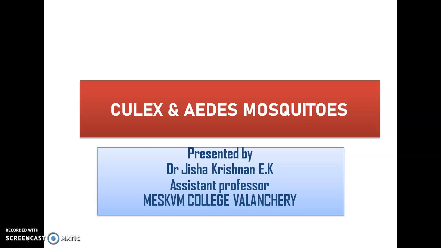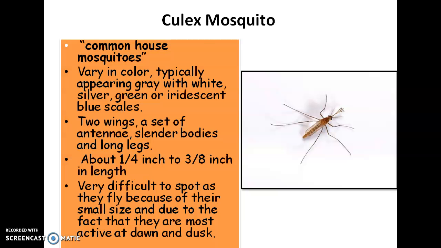Now we are discussing the next two different types of vector-borne disease caused by Culex and Aedes mosquitoes. What is the Culex mosquito, or have you seen this particular mosquito? This is commonly known as the common house mosquito. And this is the concerned mosquito we are discussing.